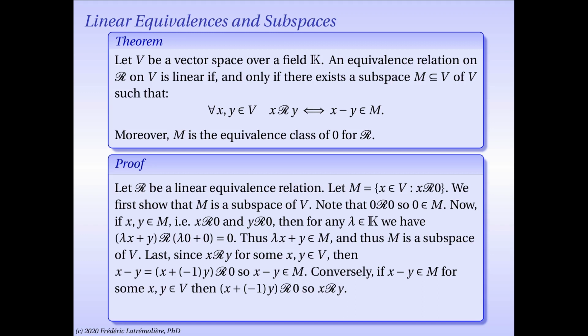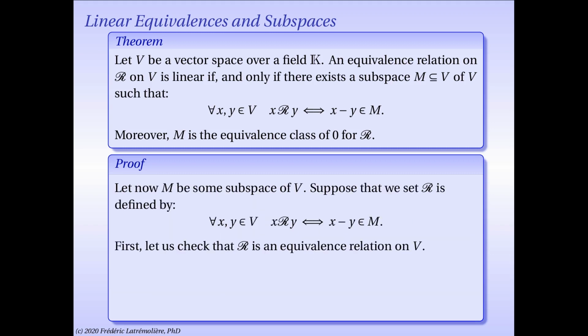Okay, so if we have a linear equivalence relation on V, and we define M to be the equivalence class of 0, then first of all, M is a subspace of V, and second of all, the equivalence relation is simply given by x is equivalent to y if and only if x minus y is an element of M.